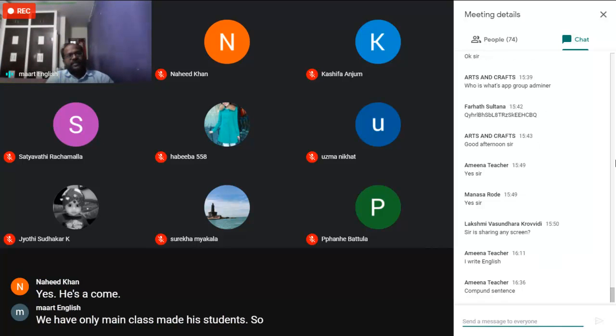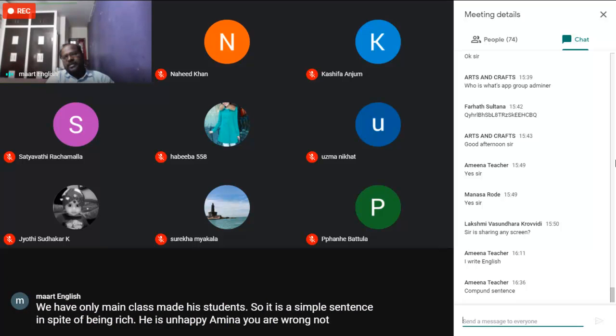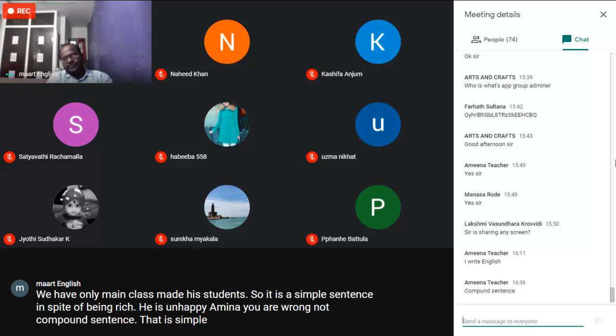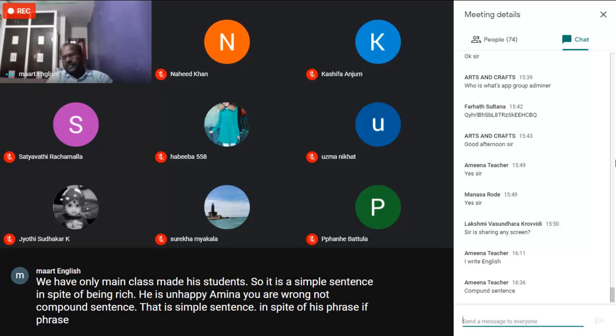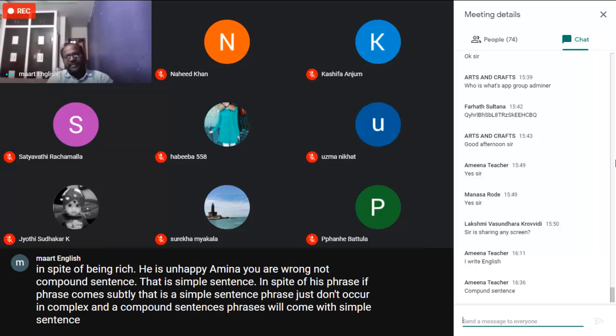So it is a simple sentence. In spite of being rich, he is unhappy. Amina, you are wrong. It is not a compound sentence. That is a simple sentence. In spite of is a phrase. If a phrase comes, certainly that is a simple sentence. Phrases don't occur in complex and compound sentences. Phrases will come with simple sentences only.